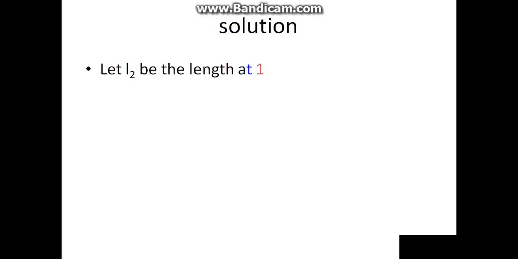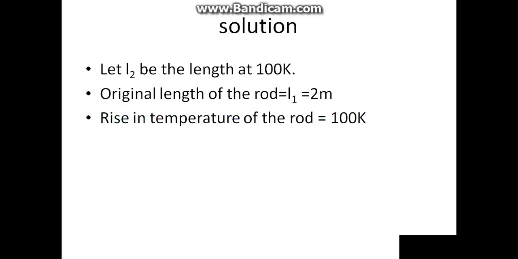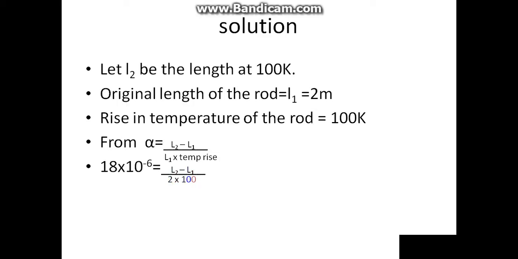Solution. Let L2 be the length at 100 Kelvin. Original length of rod L1 is equal to 2 meters. Rise in temperature of the rod is equal to 100 Kelvin. From linear expansivity, alpha is equal to L2 minus L1 all over L1 times temperature rise. Expansivity is 18 times 10 raised to the power minus 6, which is equal to L2 minus L1 all over 2, the original length, times 100.